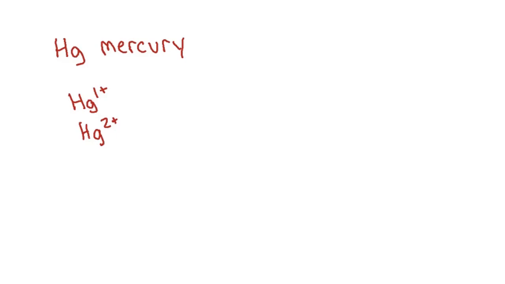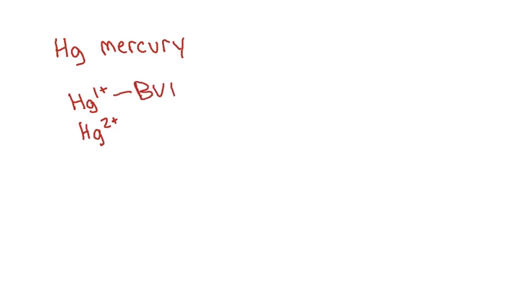Now mercury, I'm doing on a different page because it's slightly different than the other transition metals that have multiple charges. Mercury is abbreviated Hg, so that's mercury. Now mercury can have a 1 charge to it, or it can have 2 positive charges to it.